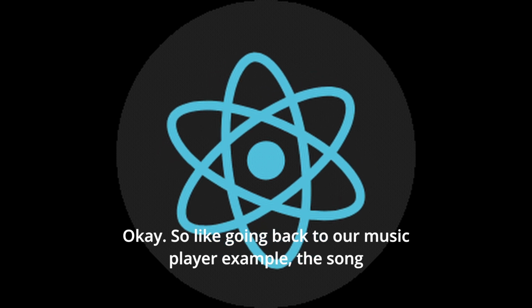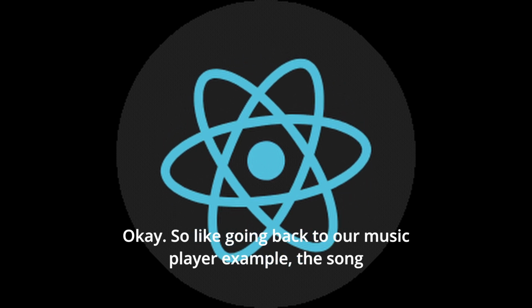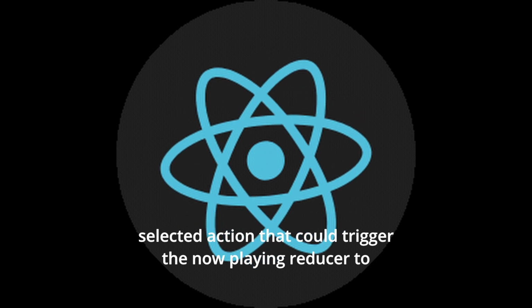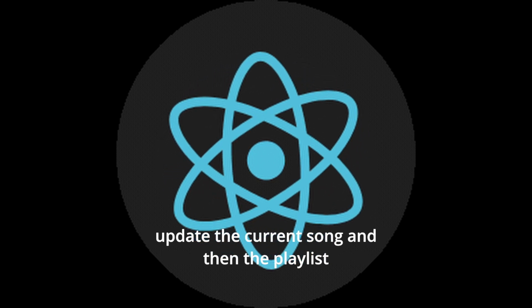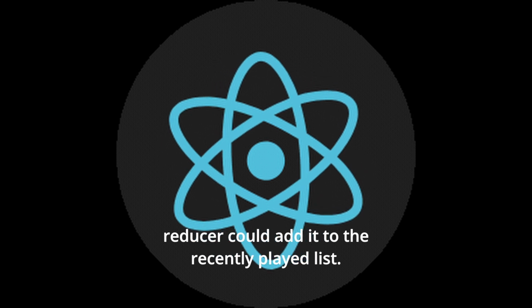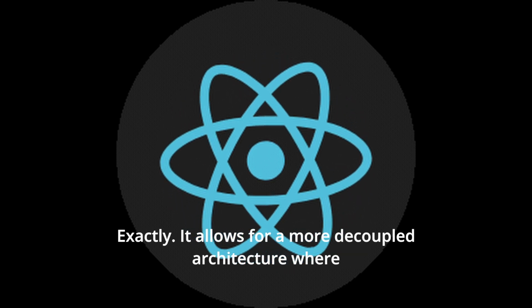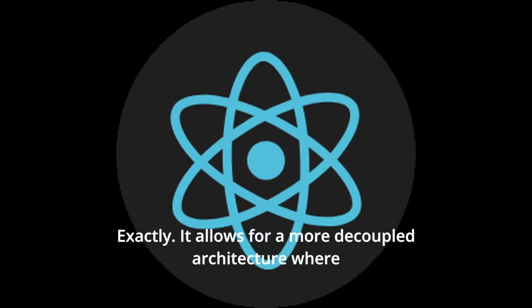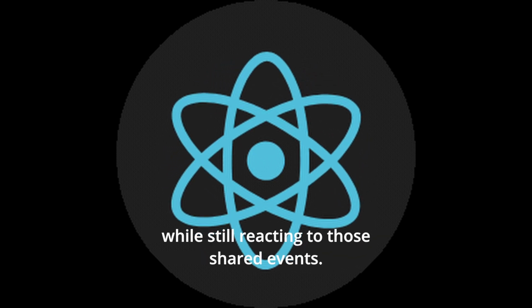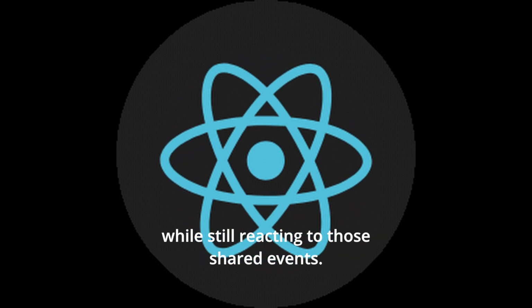Okay, so going back to our music player example, the song selected action could trigger the now playing reducer to update the current song, and then the playlist reducer could add it to the recently played list. Exactly. It allows for a more decoupled architecture where different parts of your state can evolve independently while still reacting to those shared events. Okay, yeah, that makes sense.